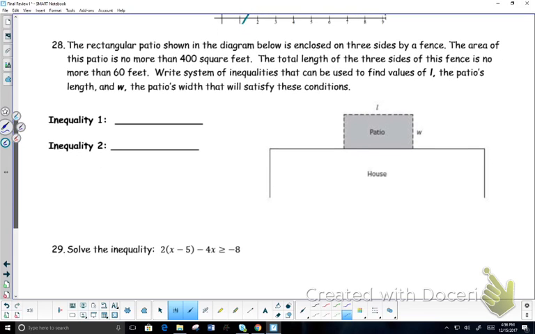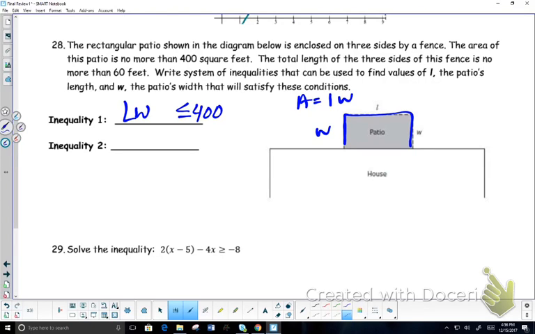The rectangular patio shown in the diagram below is enclosed on 3 sides. 3 sides, which means this is a W also. The area of this patio is no more than 400 square feet. Okay, so we got a total area that's a max. So it could be a total of 400 square feet, correct? And if you're talking about area, remember the formula for area is length times width. So length times width. You might want to make that a capital L so it doesn't look like a 1.